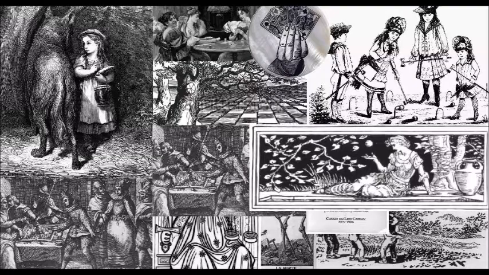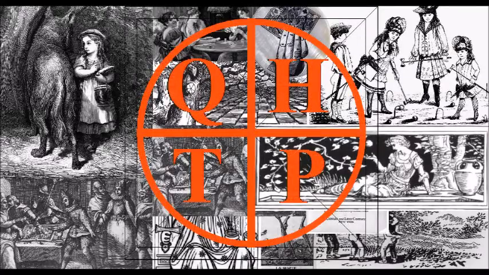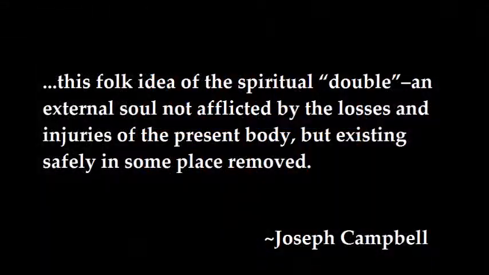It isn't revealed in the 1st book, but Harry is a Horcrux, a vessel containing a fragment of Voldemort's soul. He's one of the anchors keeping Voldemort alive, though just barely in the 1st book. Quirrell also serves as a living vessel for the piece of Voldemort's soul that remained after the killing curse rebounded on him and destroyed his body on the night he killed Harry's parents. Joseph Campbell describes this type of indestructibility, quote, "This folk idea of the spiritual double, an external soul not afflicted by the losses and injuries of the present body, but existing safely in some place removed."